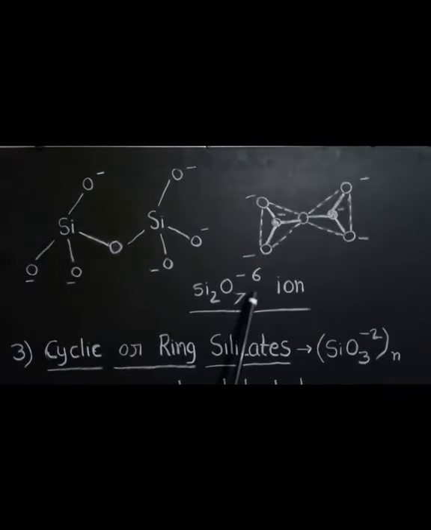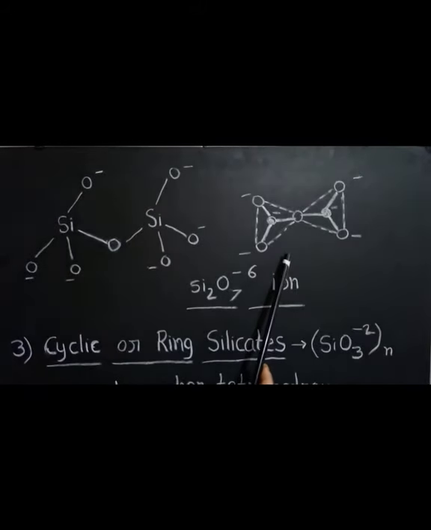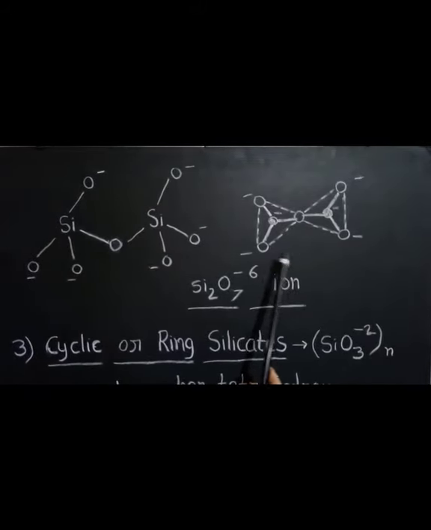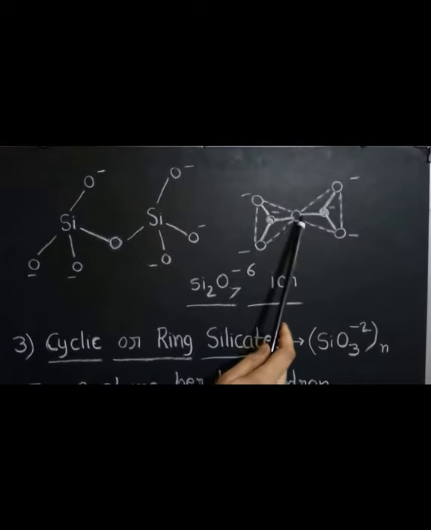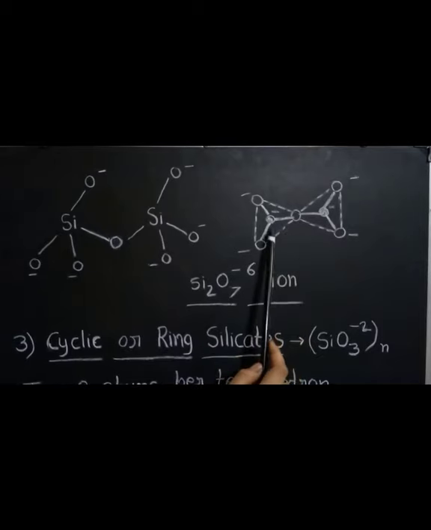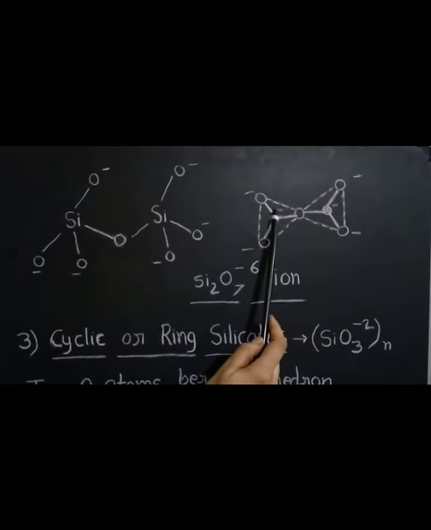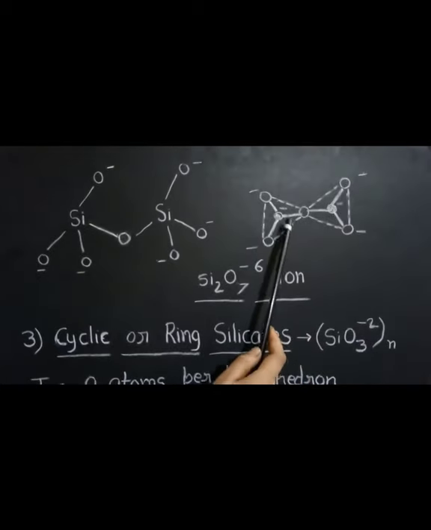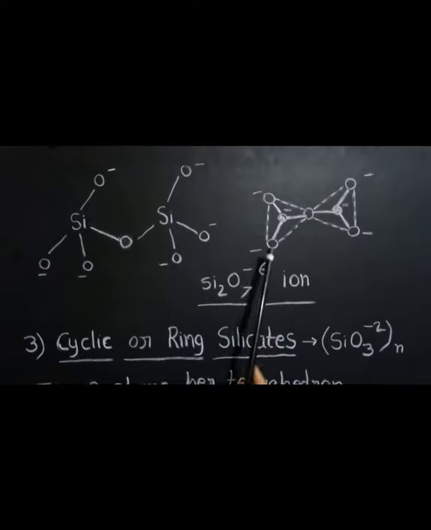So its structure name is called thortveitite. The name is Sc2Si2O7 6 minus. If you put 6 minus, there is no need to write Sc2. If you write Sc2, it means scandium. Sc2Si2O7, its structure is given. See, the two tetrahedral units are joined together by one central oxygen atom. So the two tetrahedral units are sharing one oxygen atom at one corner only.